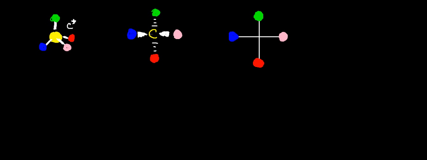And after we understand the way it's set up, then we can simply draw it as a flat cross. Whatever the substituents are, we write these in the different arms of the cross.